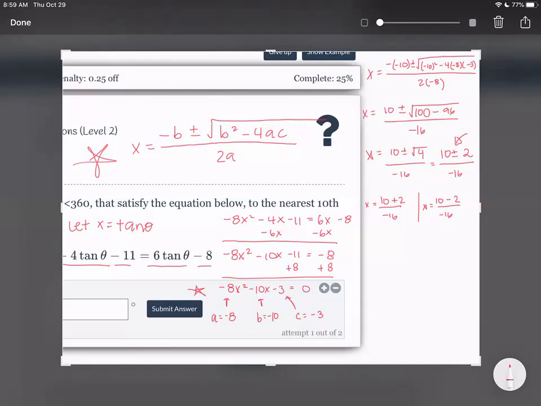Okay. If I'm going too fast, remember, please just interrupt me, and so we can answer those questions. So simplifying this one, x is equal to 10 plus 2, which is 12, over negative 16. This one is 10 minus 2, that's 8 over negative 16. We're going to simplify these.